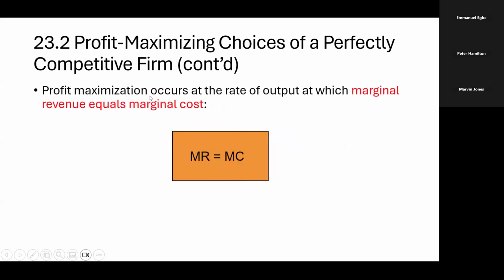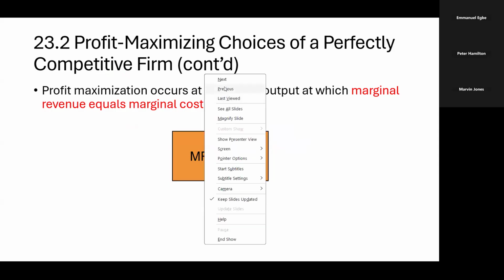We have already explained that marginal revenue is just the additional revenue from selling an additional unit. For a competitive firm, the marginal revenue is constant, and the marginal revenue and the price are the same. So let me go back and explain to you.